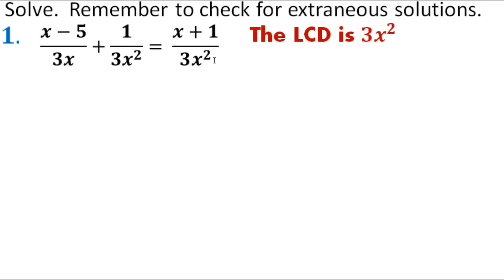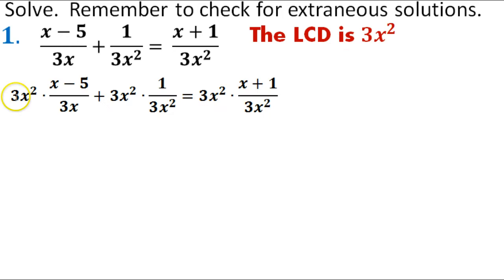Now that we've identified what the lowest common denominator is, and it sounds weird, but I want you to multiply each one of these 3 aspects here by that lowest common denominator. Okay, so we're going to multiply 3x squared, which is our lowest common denominator, by this first one, x minus 5 over 3x. Then we're going to go 3x squared multiplied by this second one here, 1 over 3x squared. And then finally we've got 3x squared multiplied by x plus 1 over 3x squared.